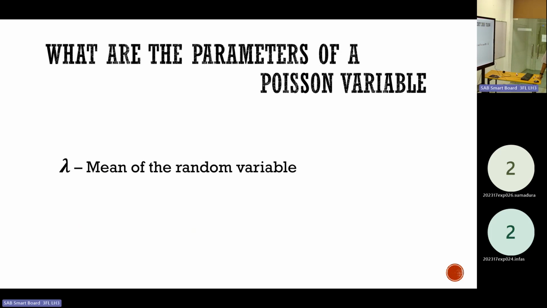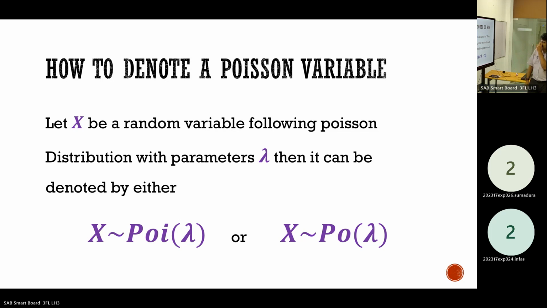Then how do we denote the Poisson variable? The next para. Let capital X be a random variable following Poisson distribution with parameter lambda, because only one is there.